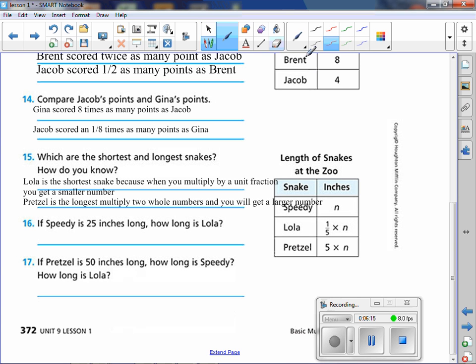Okay, so let's try a couple equations out. If Speedy is 25 inches long, how long is Lola? Well, that's like saying 1/5 times 25, or 25 divided by 5, which is 5. So Lola would be 5 inches long. If Pretzel's 50 inches long, how long is Speedy? Well, we're looking at Pretzel, and we're going to use inverse operations to get back up to here. To go one way, you would multiply. To go the other way, you would divide. So we're going to do 50 divided by 5, which is 10. So Speedy would be 10 inches long.